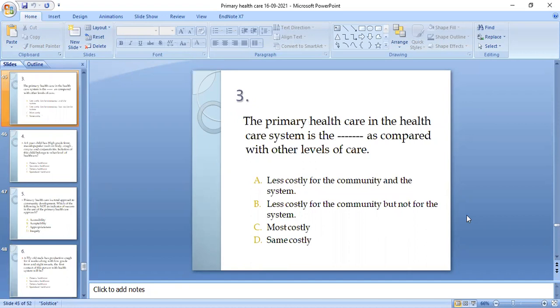Third MCQ is the primary health care in the health system is the dash as compared with other levels of care. Whether it is less costly for the community and the system, less costly for the community but not for the system, most costly or same costly. A. Yes, A is the right option because it is less costly for the community and as well as for the system.